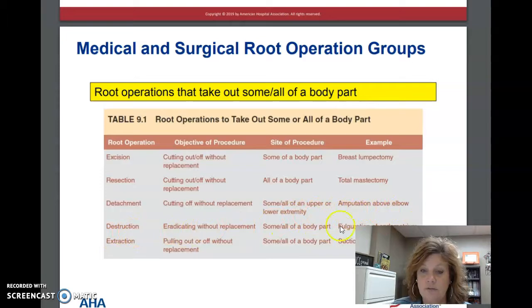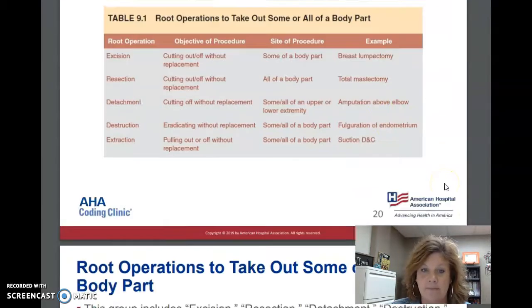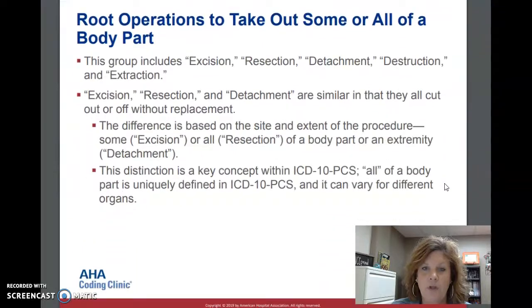Destruction, example would be the fulguration of the endometrium. And extraction, pulling out or off some without replacement, a suction D and C. I do have more examples. I think examples are the best because usually somebody can relate an example to something else. I do advise you, once again, to study your root operations. If you have those flashcards, study them. Okay, so again, we went through the examples.